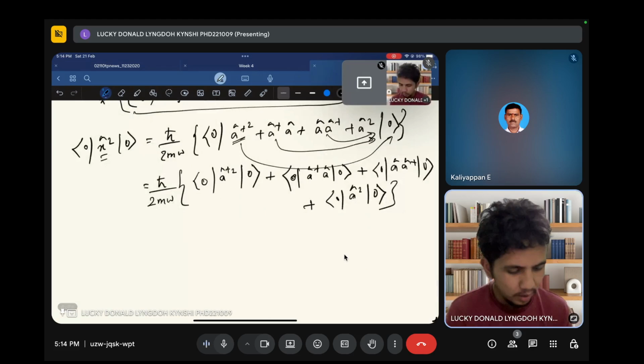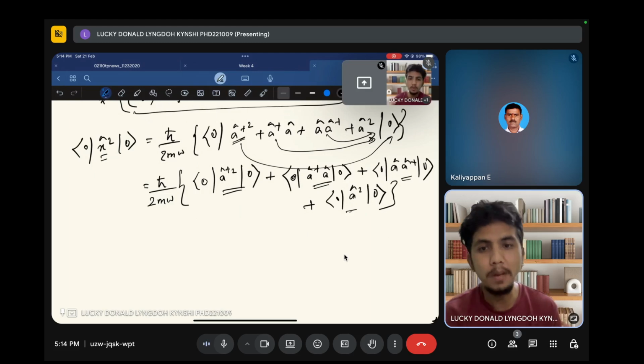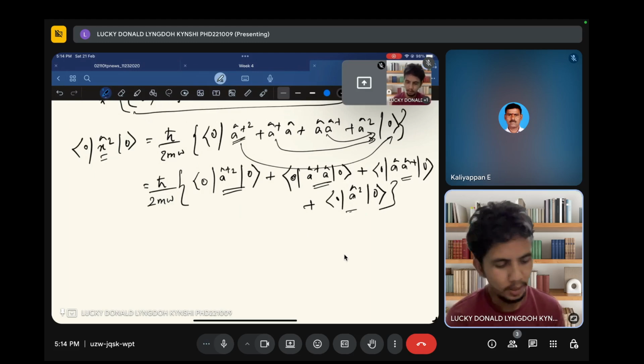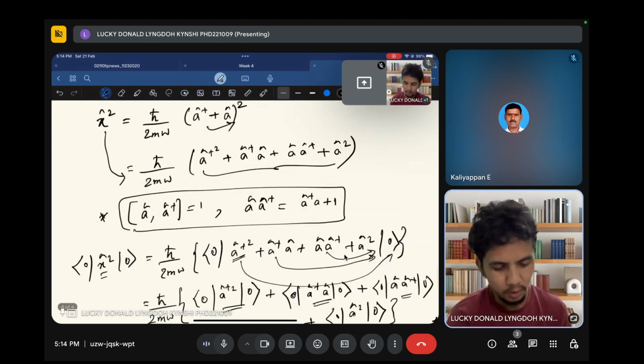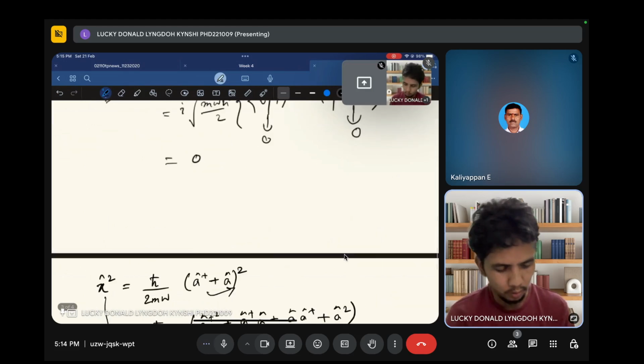So a cap dagger of 0, what will happen? What will happen to all these four terms? Whatever the formula I have given, a cap dagger square means you perform the a cap dagger operator two times, simple as that. You just need to substitute this formula here: a cap dagger of n is equal to root of n plus 1, state n plus 1. If the states become the same, then it equals 1, otherwise it will equal 0.